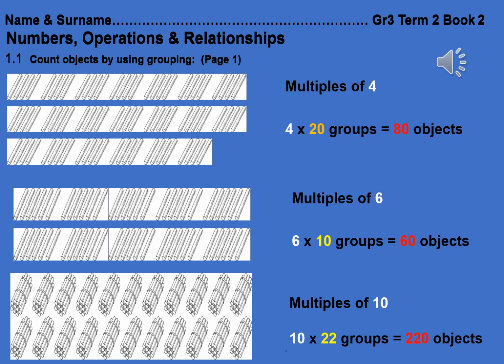So there are 22 groups of 10. So we write it as 10 times 22 groups. Now remember when we said we times any number by 10, you take the number and we write it down, 22, but we've got to add a 0 to it. So it's 220 objects.